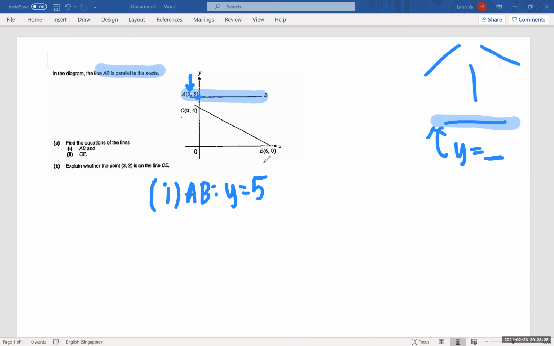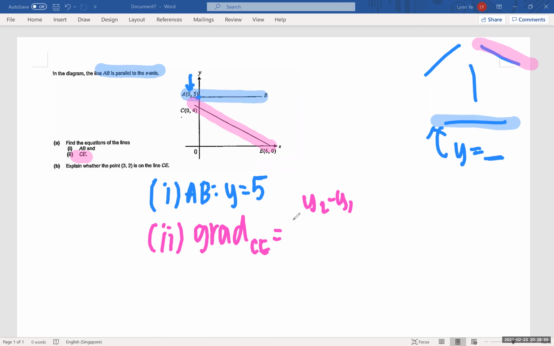Okay, next up, they want you to find CE. So what is CE? If you want to find CE, let me change color. So CE means right here. So can you see C is actually a diagonal line. So diagonal line means that you have to use the formula to find the gradient. Okay, so how to find the gradient of CE? So the gradient of CE is actually y2 minus y1 over x2 minus x1.